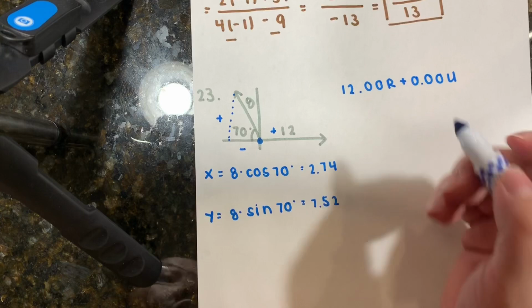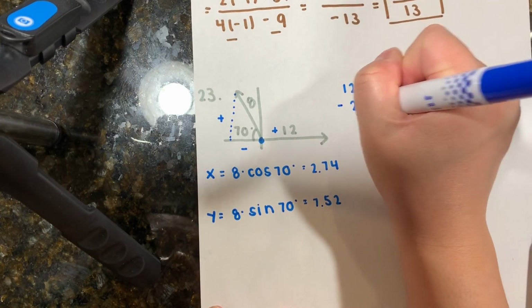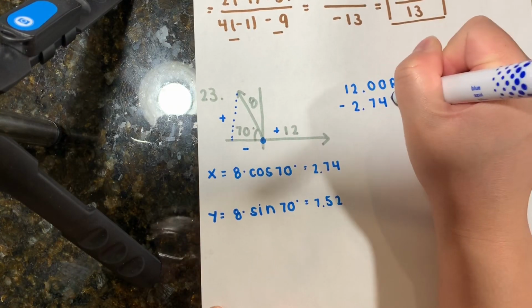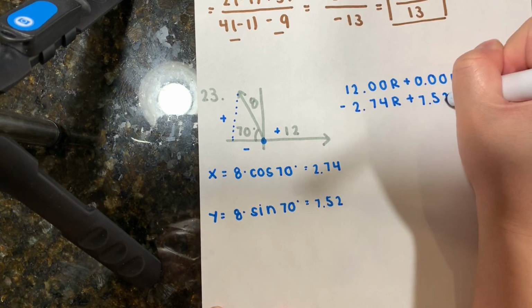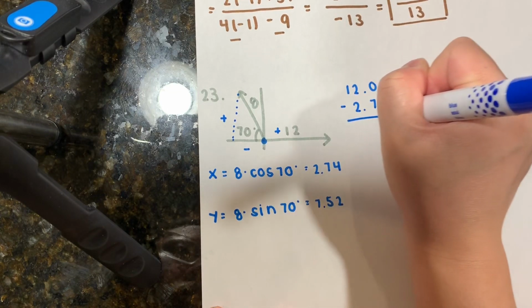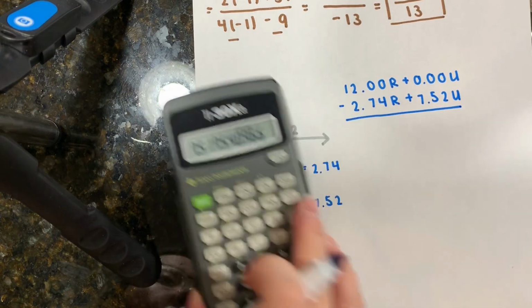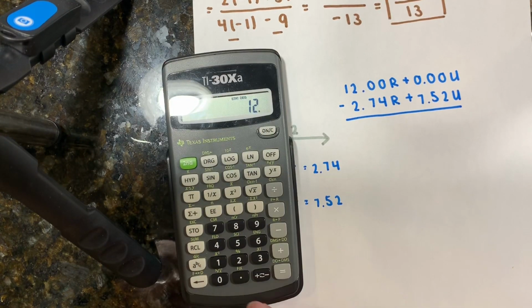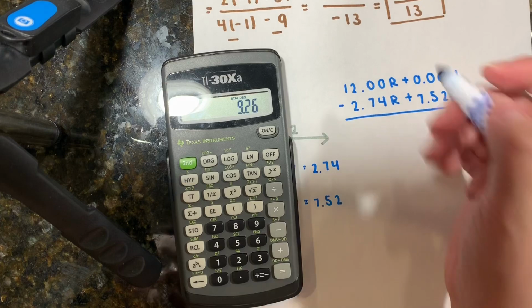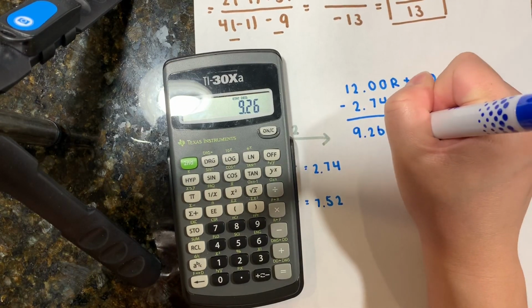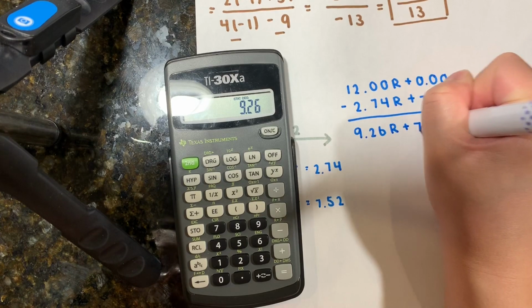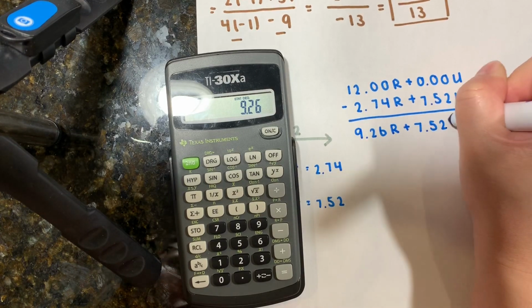Now again, I said that my x was negative, so that would be negative 2.74r. And then my u is positive, so it would be positive 7.52u. So we're going to subtract, it will be 12 minus 2.74, which would give me 9.26r, and then plus 7.52u.